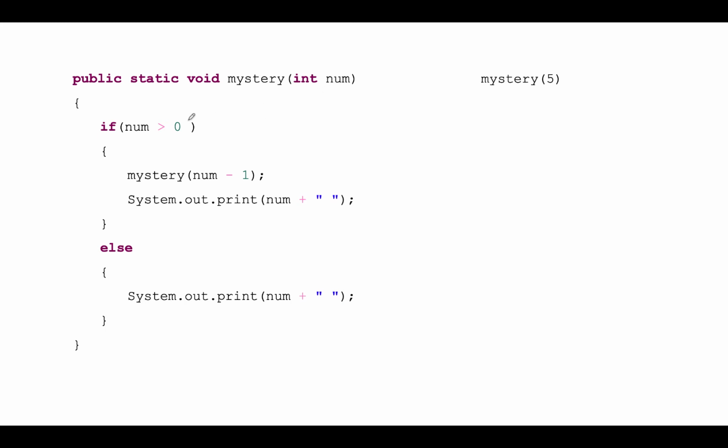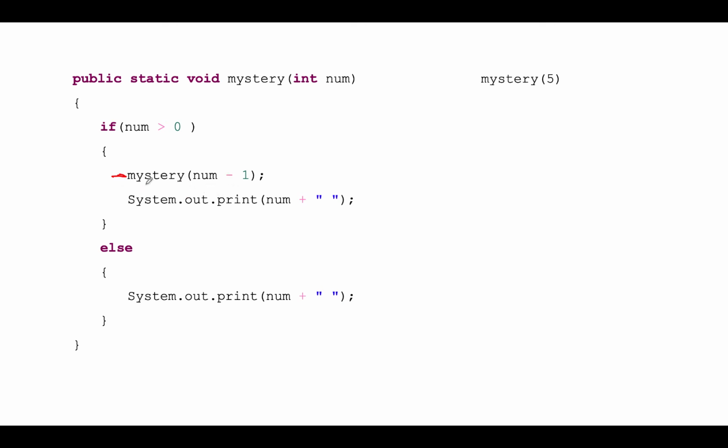Inside it, we have a conditional statement. If that num value is greater than 0, then it's going to execute what's in the if block. If num is equal to 0 or less than 0, we go to the else block. Let's take a look at what's inside the if block. That first call here is a recursive call. As you can see, it's calling itself. Mystery is calling mystery again.